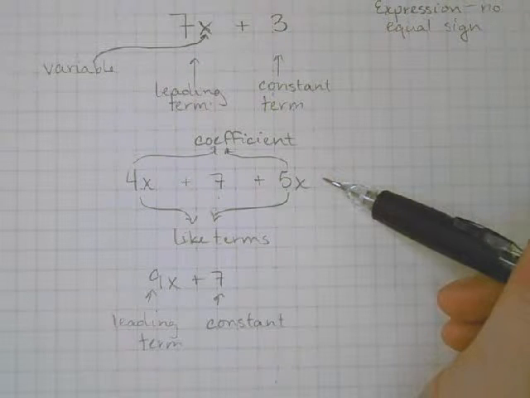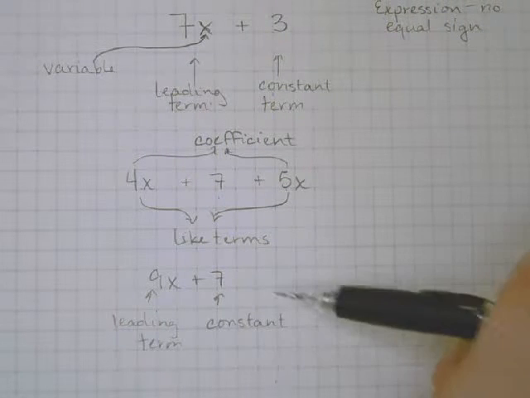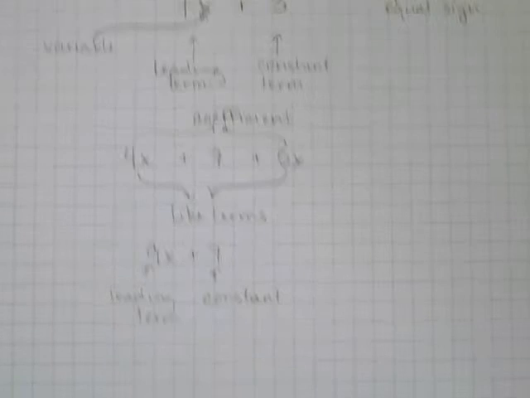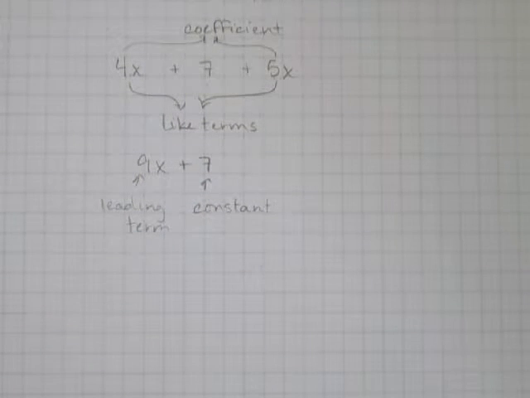These two expressions, 4x plus 7 plus 5x and 9x plus 7, are equivalent algebraic expressions because they are the same thing, or equal to each other, just written a different way.